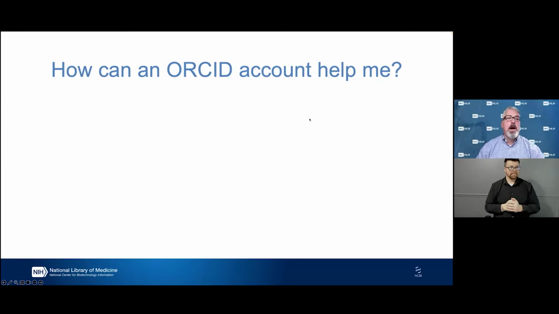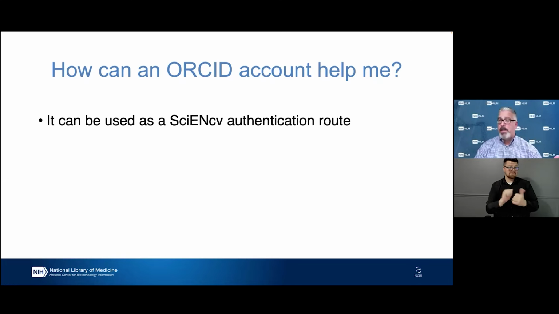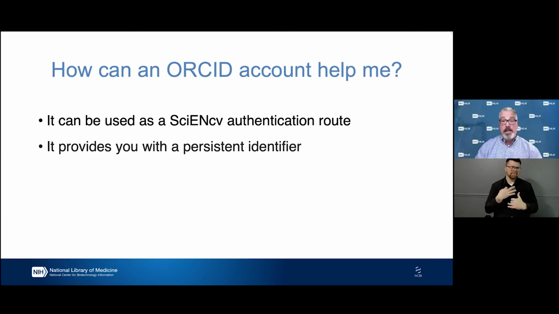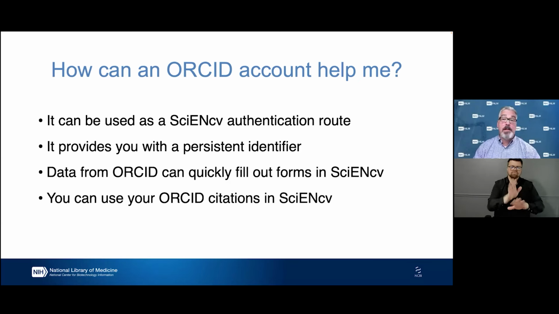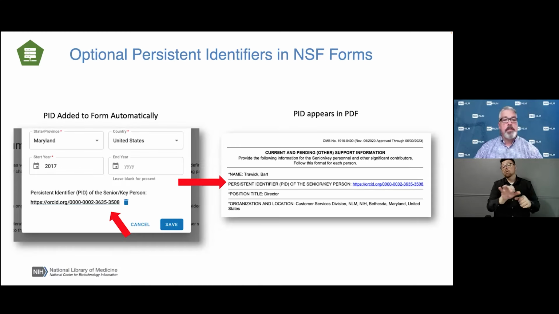So I'm going to briefly cover ORCID and how that can help. ORCID is a very handy profile system. You can use it to sign into Science CV. It gives you that persistent identifier. The data within ORCID can be used to pre-populate your biographical sketch. The citations that are in there can also be used in Science CV. When you link an ORCID account to Science CV, we will get your persistent identifier and we'll add it to the forms. It happens automatically once you sign in from ORCID into Science CV.